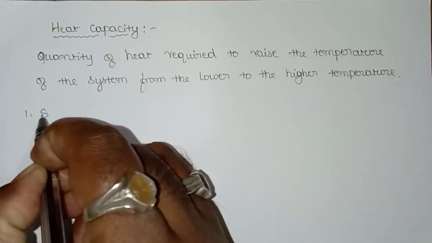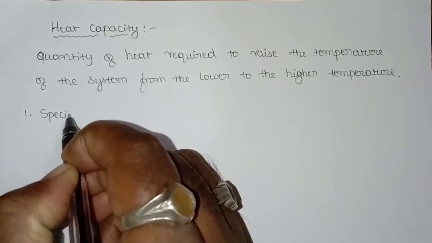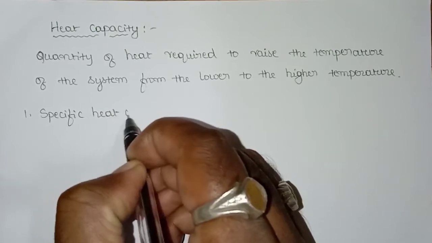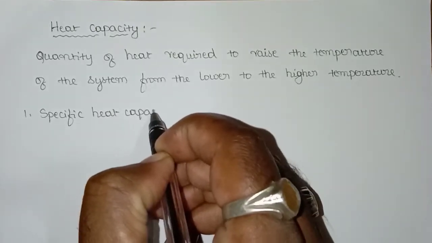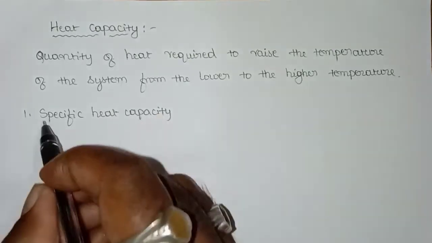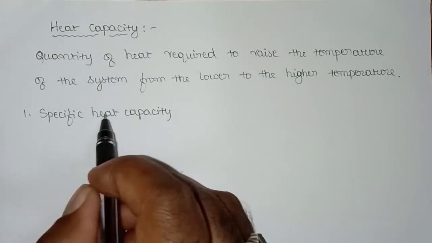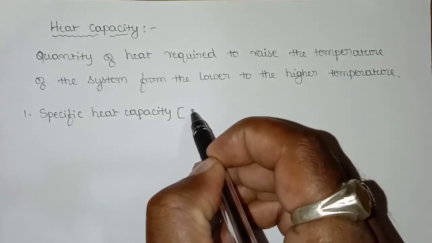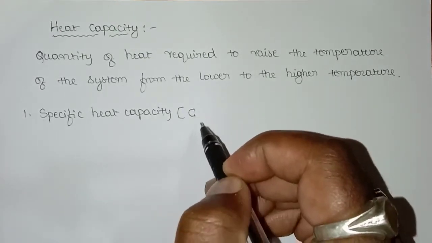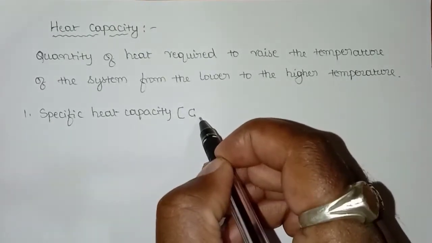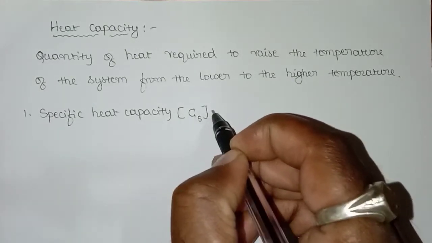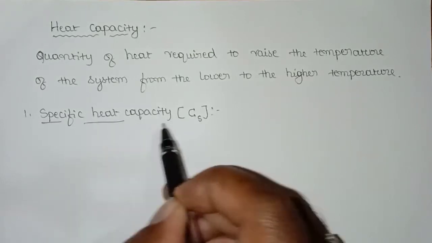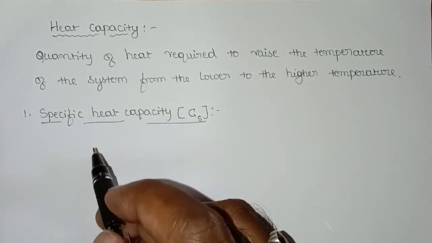The first one is specific heat capacity. The name itself, the heading itself, is telling you it is heat capacity of a specific amount. Heat capacity is mentioned with the symbol C. Since it is called specific heat capacity, it will be suffixed with S. So this is the symbolization of specific heat capacity.